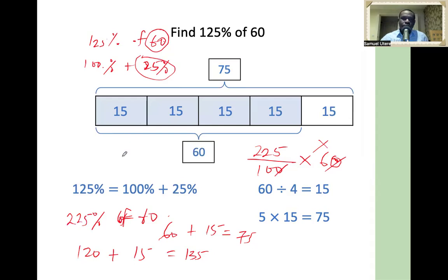So it's really important you understand how this process works. So if somebody says, oh, find 430%, for example, 430% of, let's say, 60, what do you do? You say, okay, I need 4 lots of 60. I already have that on the side. Then I need to work out 30% of 60 and add it to 4 lots of 60. So it's a very important concept you need to pay attention to.